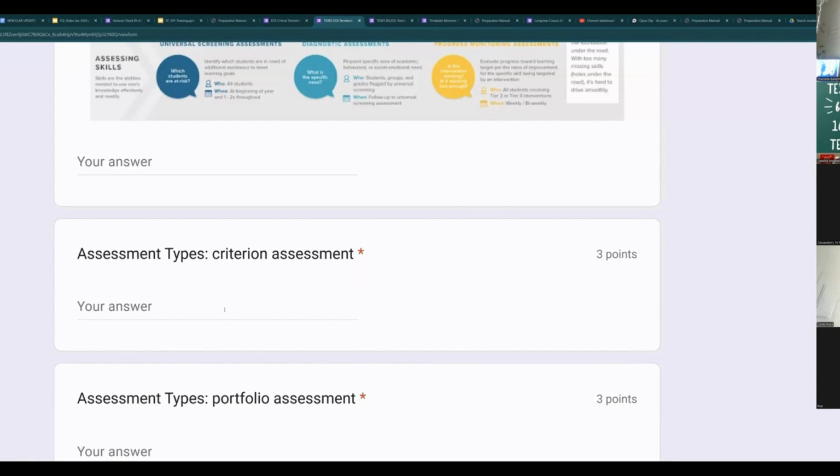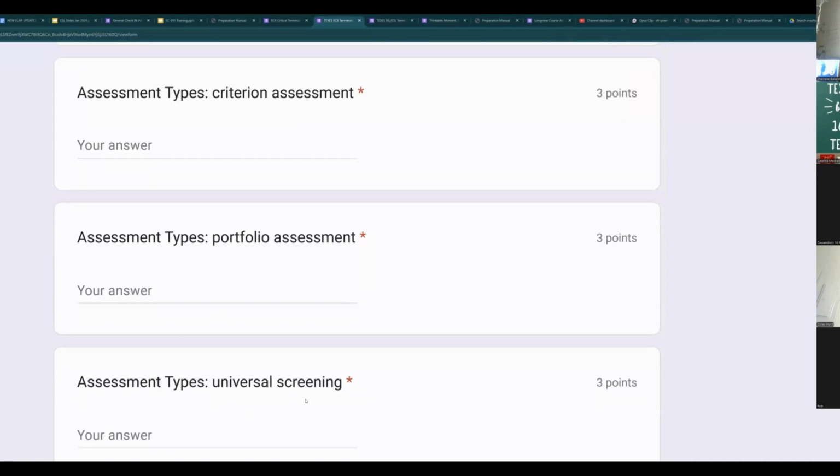So go ahead and take your 30 seconds and just fill that out. Criterion exam. Okay. We have about 10 seconds left on that. So it's checking them against certain criteria for a grade level.